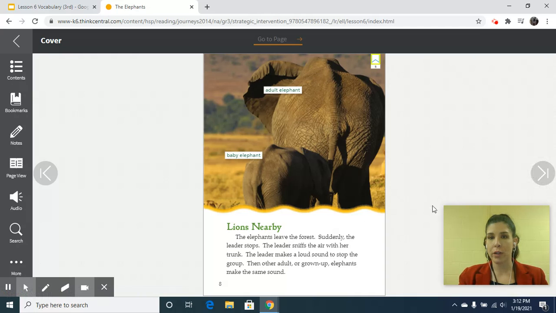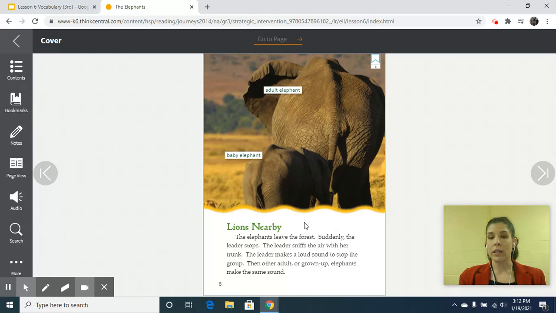So here's our next picture. We have a baby elephant and we have a big adult elephant. So an adult elephant and a baby elephant shown from the back. These are just letting us know that this is the baby, this is the adult. So here's our title here, our subtitle. Lions nearby. Yikes. I hope they're going to be okay.